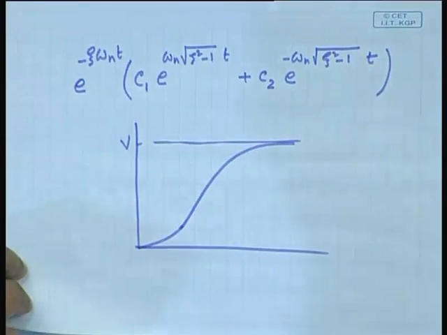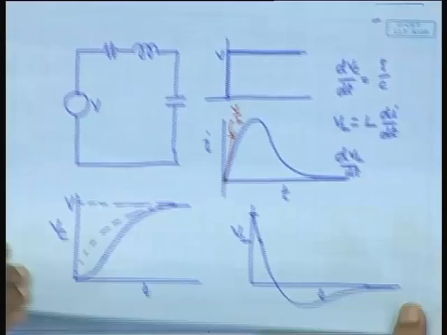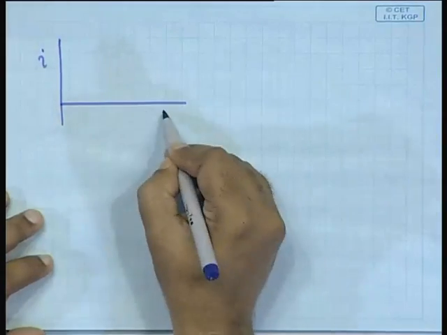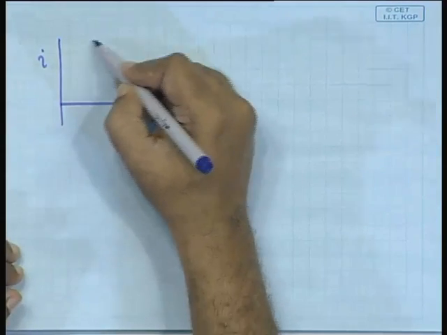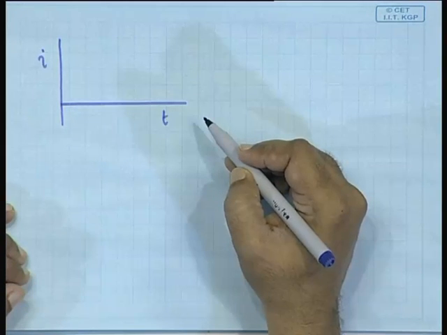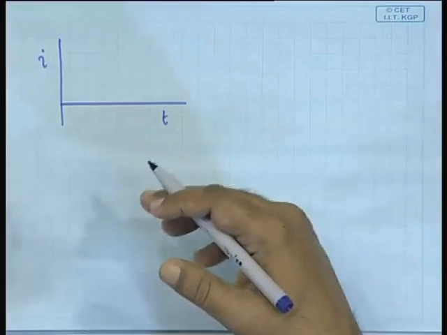By the way, how will the waveforms look if the parameters are so chosen that you have sinusoidal response? First, the current. If you have an exponential response, it is like this. If you have sinusoidal response, how will it look? Yes, there would be a sinusoid with a decaying amplitude. So, there will be a sinusoid with a decaying amplitude like this.